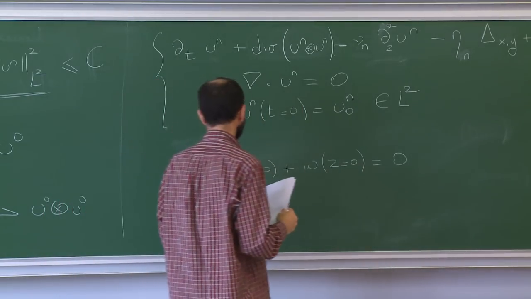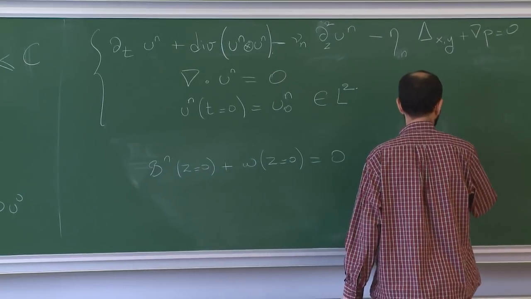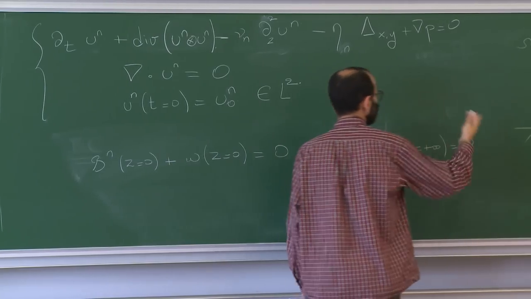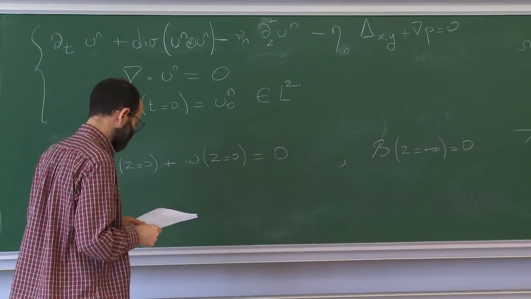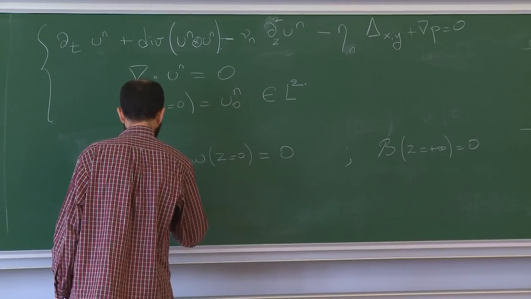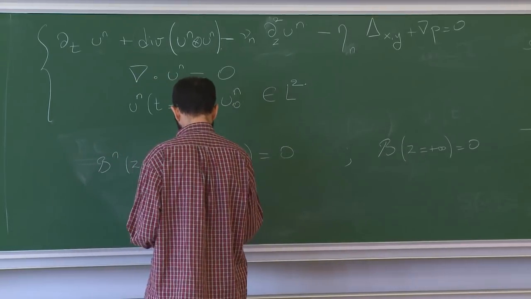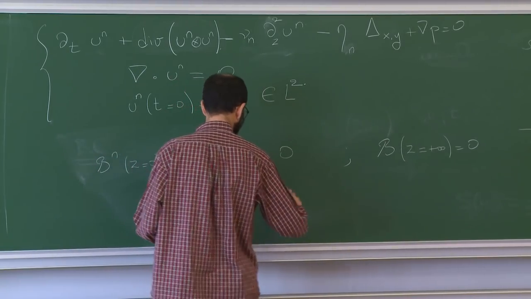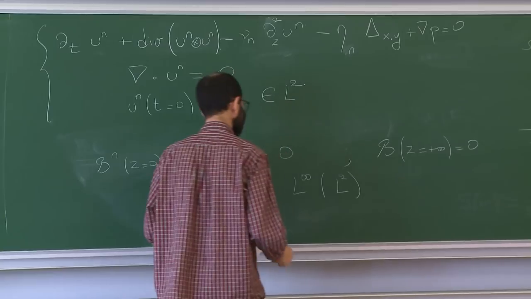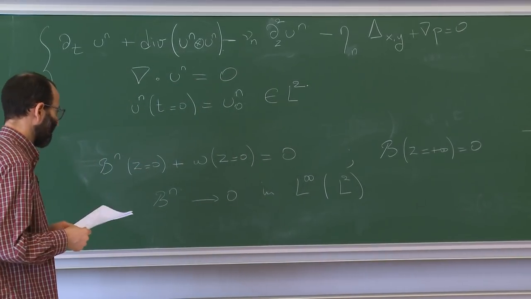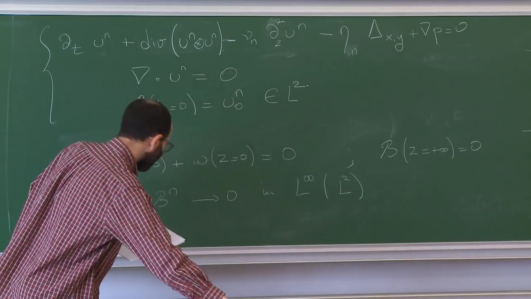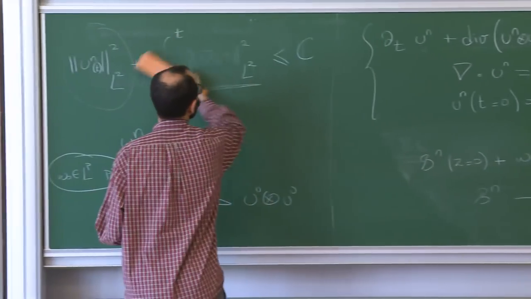Okay? And I need that B, when z is equal to infinity, I need this to be 0. I need it to decay. I also need that my Bn doesn't carry energy, so I need my Bn to go to 0 in L2 when n goes to infinity. Okay. So more or less, it's clear.